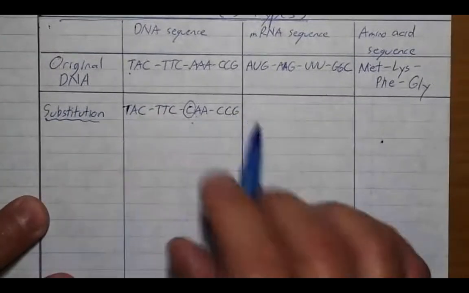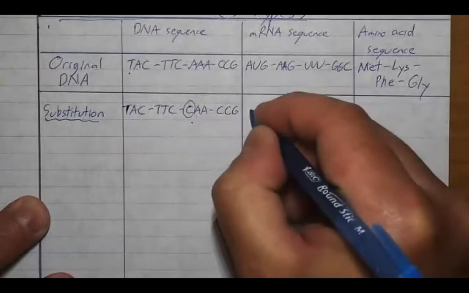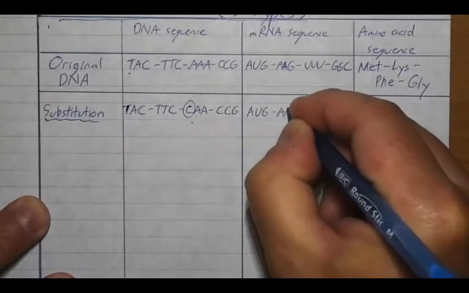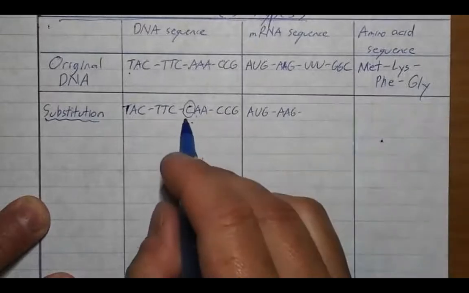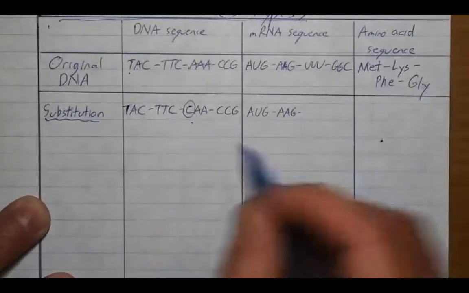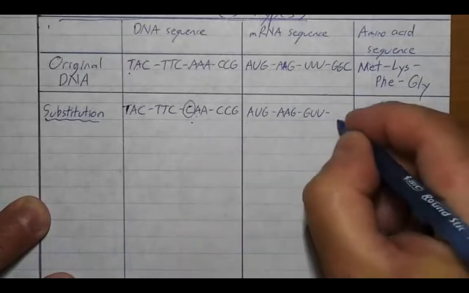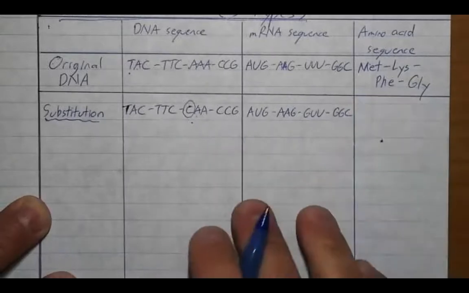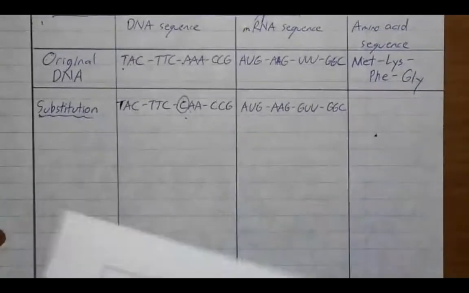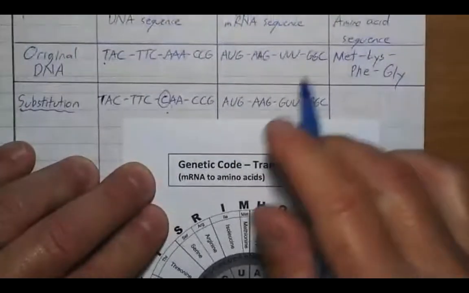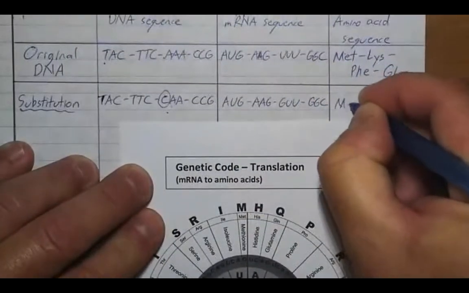All right, and then what's the sequence we get in RNA? So still AUG, AAG. Now instead of UUU, it's GUU. And then CCG would still be GGC. Okay, so how is that going to affect the protein? It may do something, it may not. Let's take a look. Well, AUG is still MET, methionine.